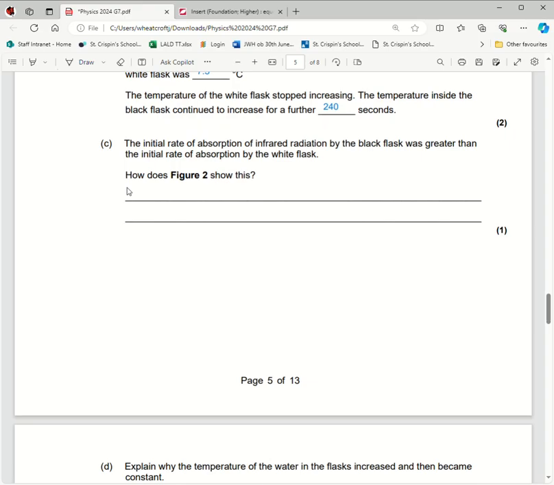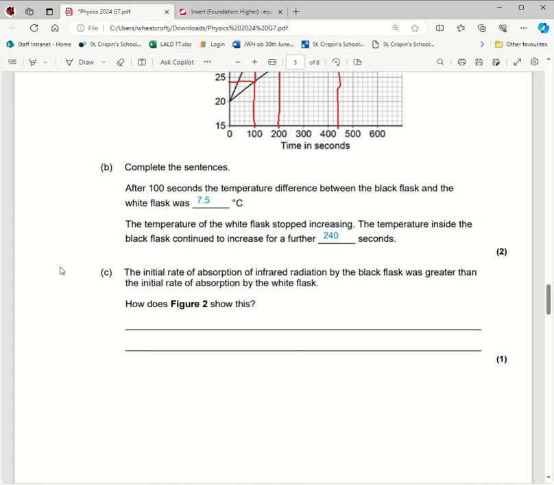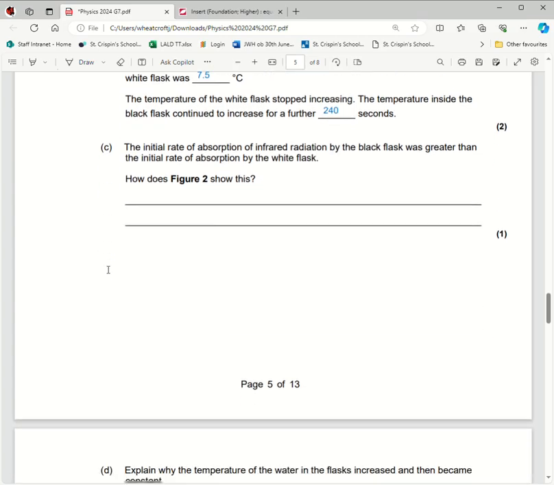All right then. It then says the initial rate of absorption of the infrared radiation by the black flask was greater than the initial rate of absorption by the white flask. How does Figure 2 show this? It's as simple as the steepness of the line, and the word we want to use there is the gradient. So the black flask has a steeper gradient, showing that the temperature is increasing more quickly, at a higher rate, than the white flask. I'm not going to type that one in because hopefully you can see that nice and clearly.